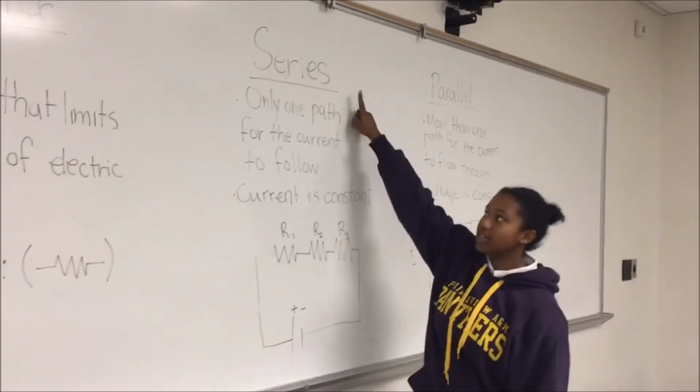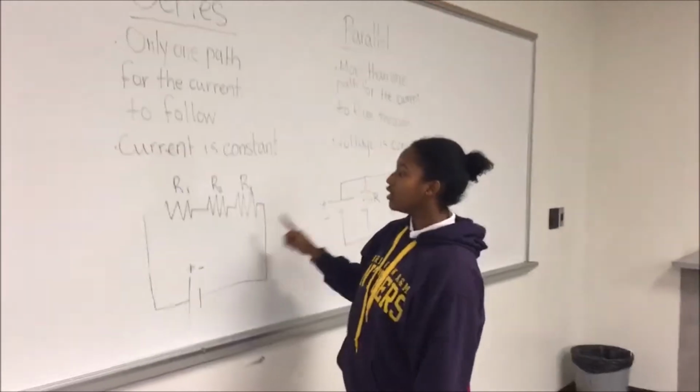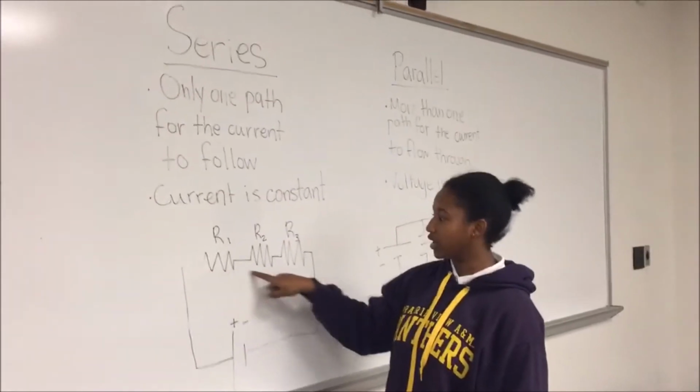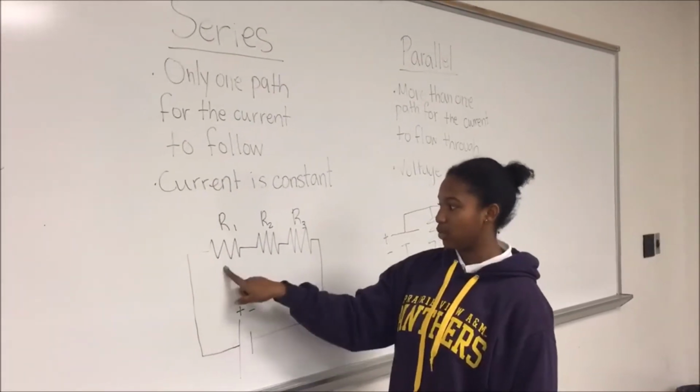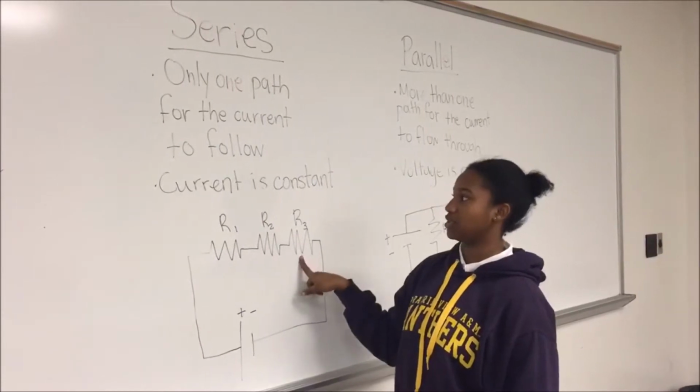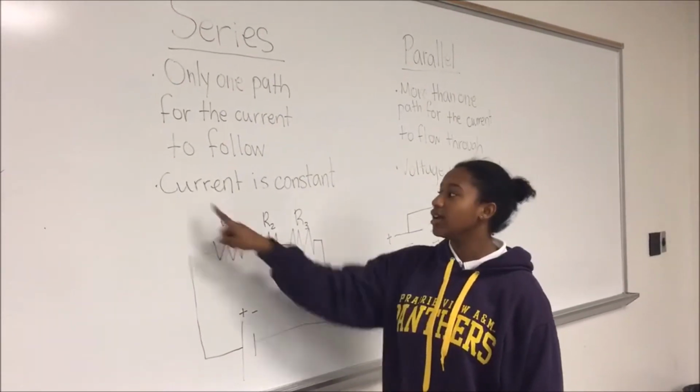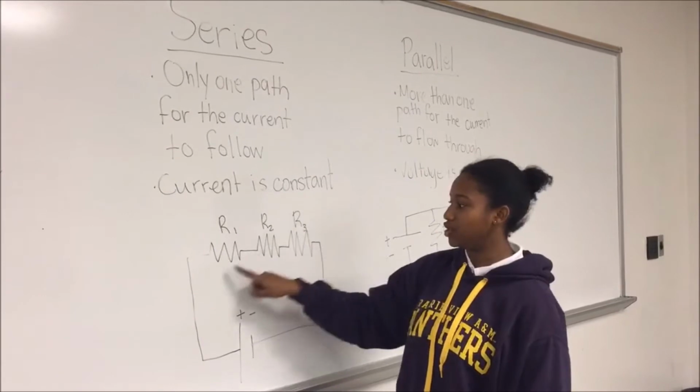The second definition is a series. In a series circuit, there's only one path that the electric current can flow. It goes from the battery to one resistor to the next resistor to the next resistor. In a series circuit, the current is constant and the voltage changes throughout.